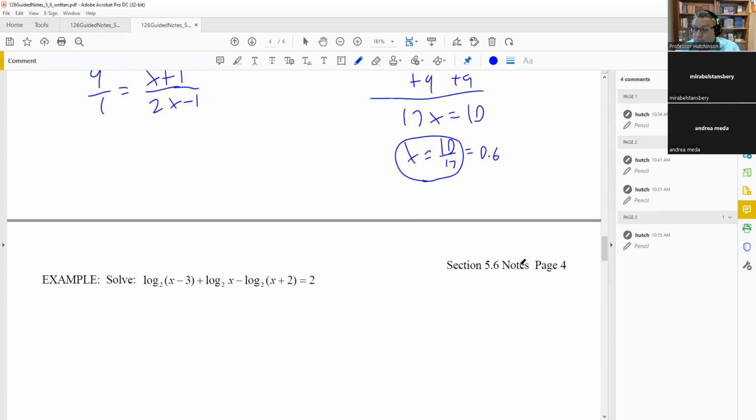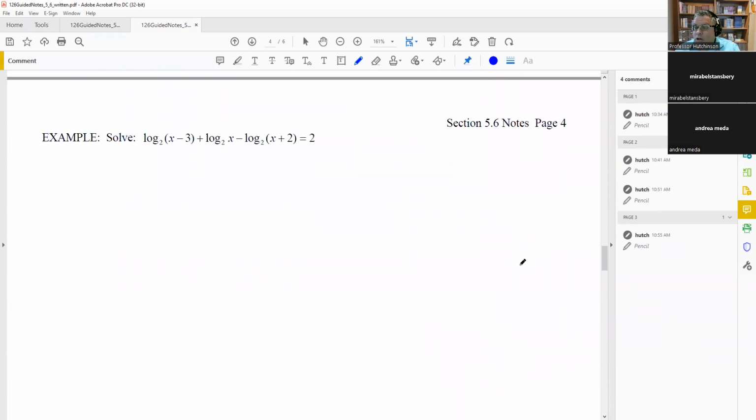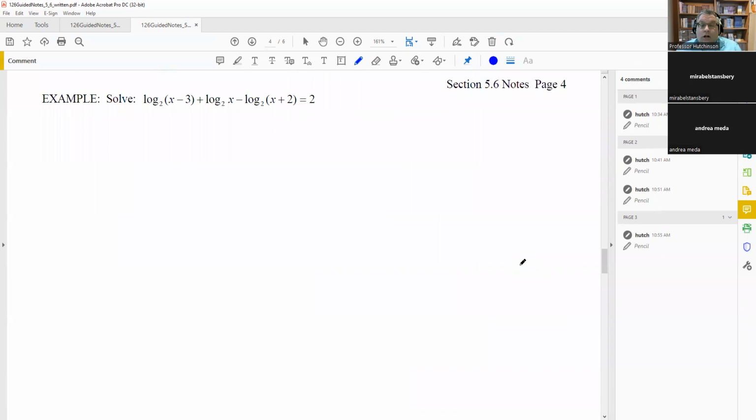Okay, next thing, it is possible that you might have more than one log on a problem. So this time we have 3 logs that we want to combine together. All right, so this one, we want to do the same thing. We want to combine all the logs together.